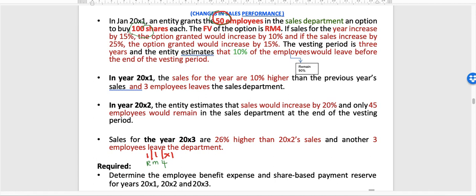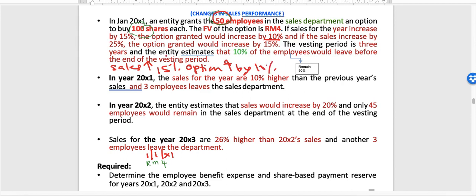So this is actually a performance condition. If you refer back to the vesting, the employee will need to perform certain things before they actually obtain the share option. So this is a performance condition whereby if sales for the year increase by 15%, the option will increase by 10%.